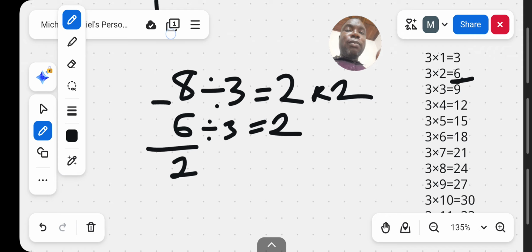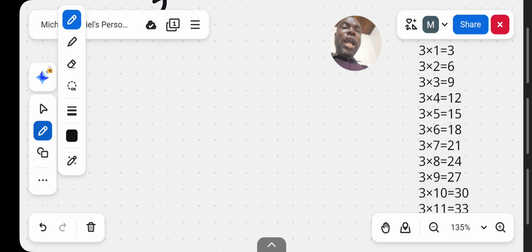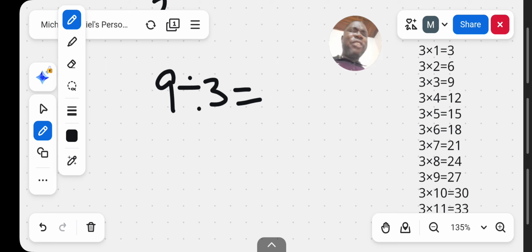Okay, now we have 9 divided by 3. Now, 9 divided by 3, if you read the 3 times table, 3 times 3 is 9. So that means 9 divided by 3 will give you 3. What if we have 10 divided by 3?